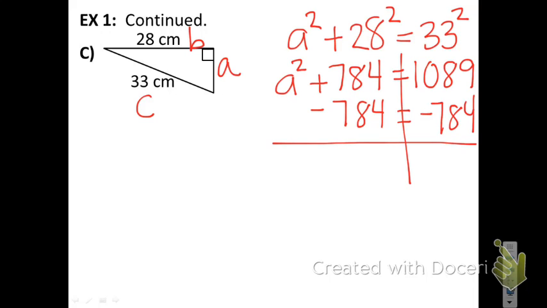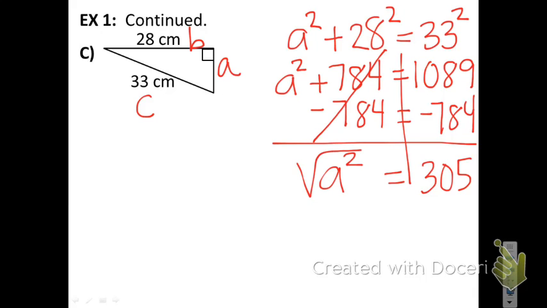No, you're taking the square root later. So what drops down? What's left? Or what cancels? 784 from both sides cancels. What are you left with? A squared equals 305. Okay, now what? We have to do the opposite of squaring, which is the square root. So this right here, Chase, is where you'll do the square root at the very end.